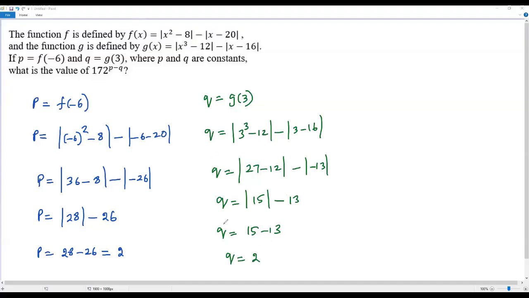Now I am going to plug in the value of p, 2, and the value of q, 2, into the expression we need to evaluate. That is 172 raised to the power of p minus q equals 172 to the power of, plug in 2 for p, minus, the value of q is also 2, so plug in 2 for q. 2 minus 2 is 0. 172 raised to the power of 0 is equal to 1, because any nonzero value raised to the power of 0 equals 1. Therefore, the value of the expression 172 raised to the power of p minus q is 1.